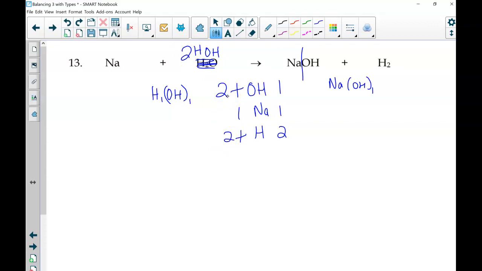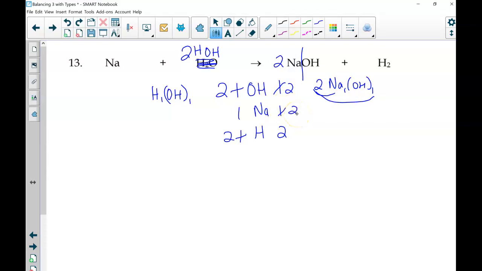And my hydroxides go to 2. My OHs go to 2. So those are, I fixed my hydrogens, but then I messed up my hydroxide. So now I got to go back to the top of my list. I'm going to put a 2 here because remember, it's really like putting a 2 here, which means I'm going to multiply those pieces. So hydroxide becomes a 2 and sodium becomes a 2.